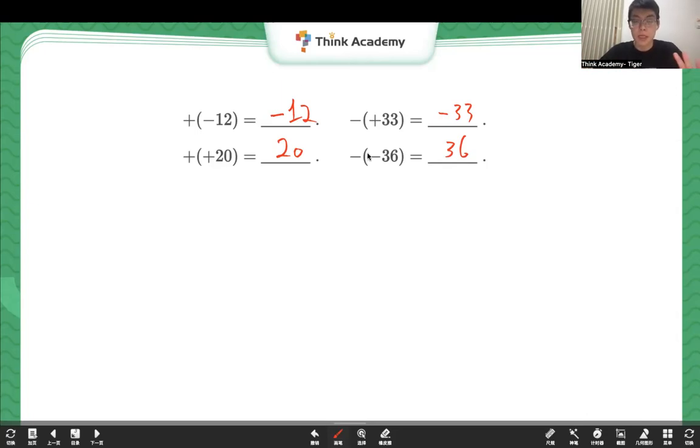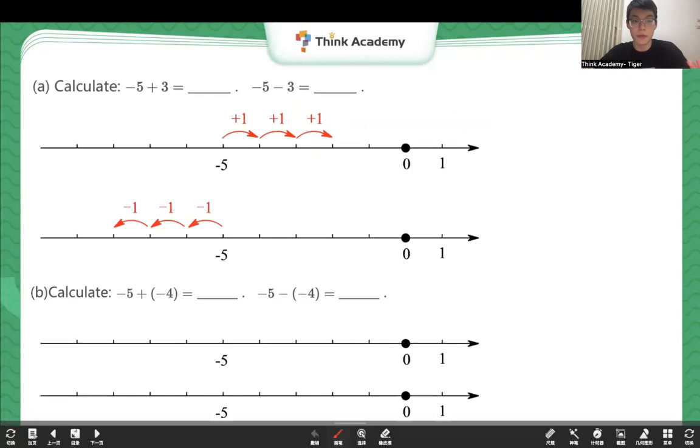All right. So now we are sure about the opposite numbers, and hence we can move on to a little bit of addition and subtraction. So how do we understand addition and subtraction when it comes to negative numbers? First of all, we can try to use a number line to help us.